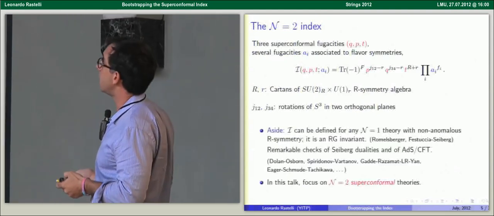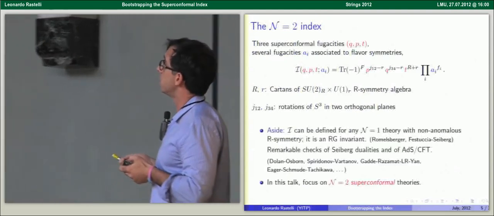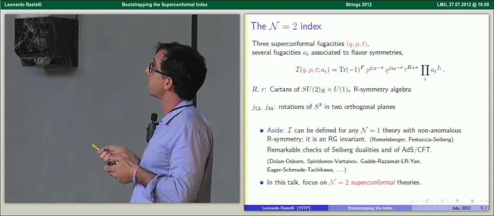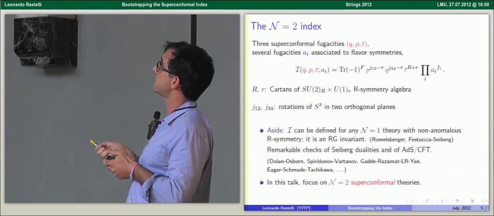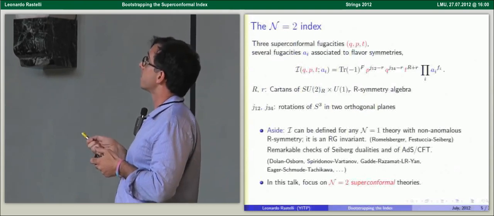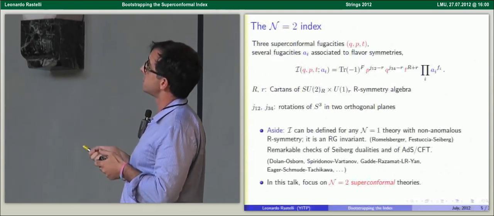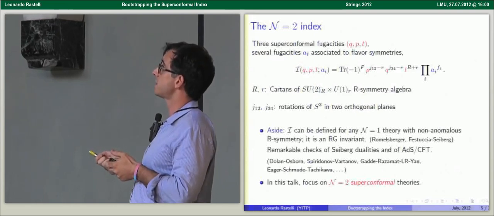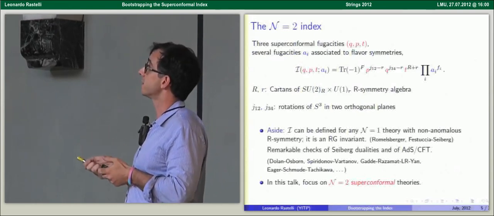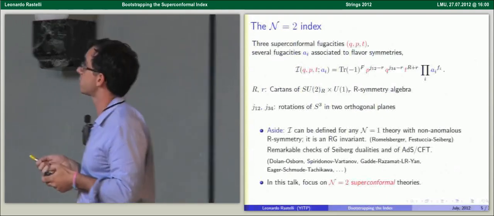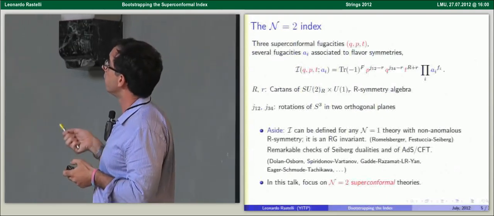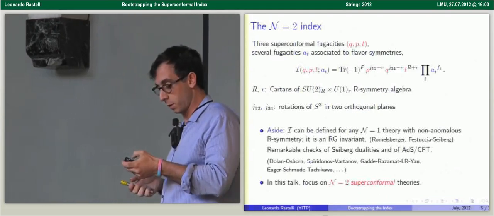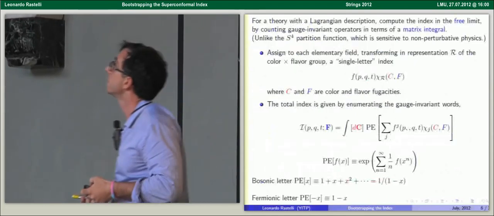Now, unfortunately, I don't have time to review this beautiful work in N equal 1 theories. Particularly if the theory has only N equal 1 supersymmetry, you can still define a similar object. It's not even needed that the theory be conformal. In fact, all you need is an anomalous R symmetry, and you find an RG invariant. And the most sophisticated checks of Seiberg dualities involve precisely this index. But in this talk, we will do N equal 2, and we'll always only do conformal theories.